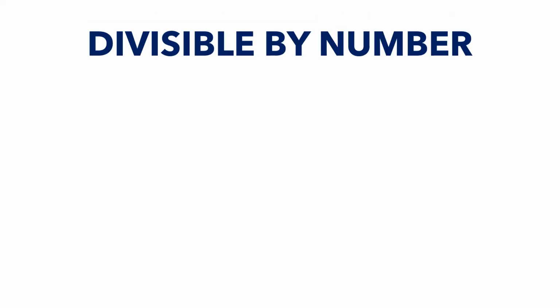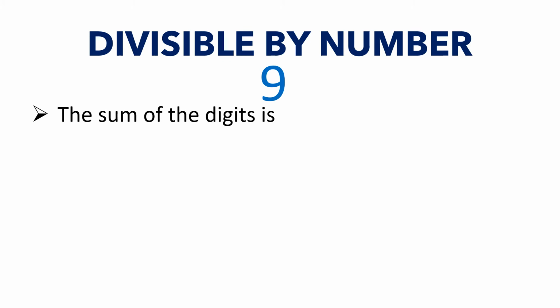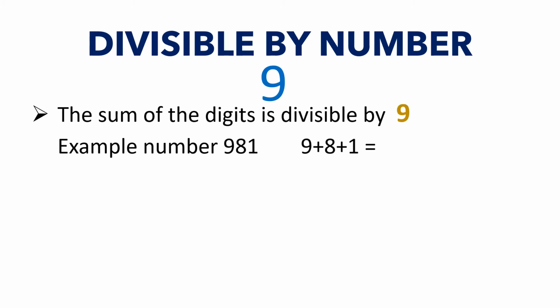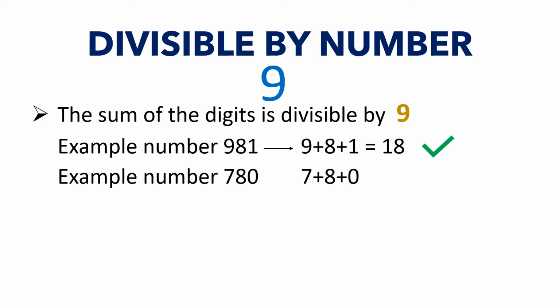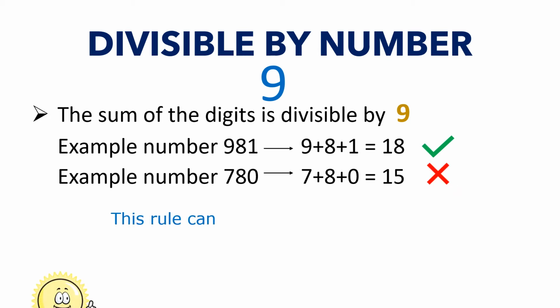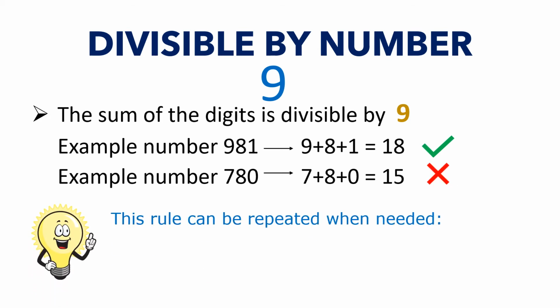Divisibility rule for 9. If the sum of digits is divisible by 9, then the number is divisible by 9. Examples: number 981, sum of digits is 18, which is divisible by 9, so the number is divisible by 9. Example number 780, sum of digits is 15 and it is not divisible by 9, so the number is not divisible by 9.